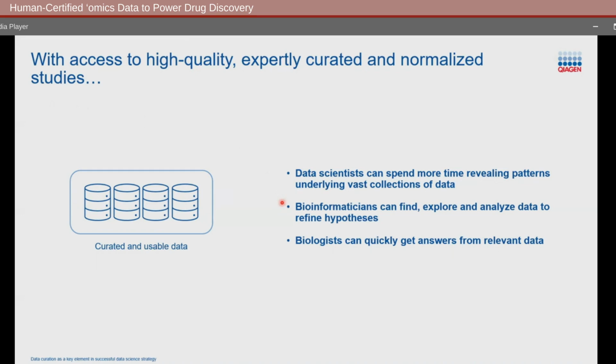Whether looking for patterns across data sets or hunting for the specific data set that will answer your question, the biologists that you work with get their answers quickly so they can design the next set of experiments.